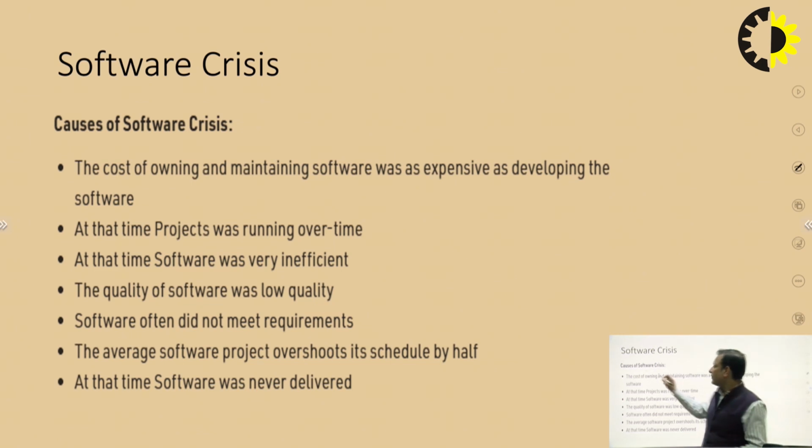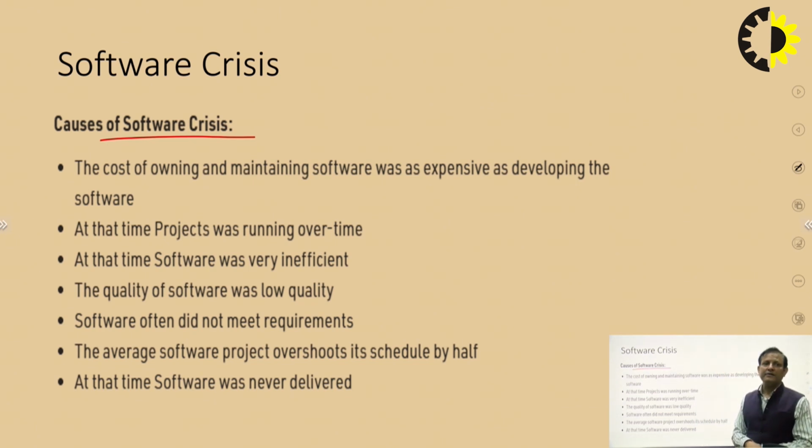Causes क्या हैं software crisis के? The cost of owning and maintaining software was as expensive as developing the software. All the time, the project was running overtime.